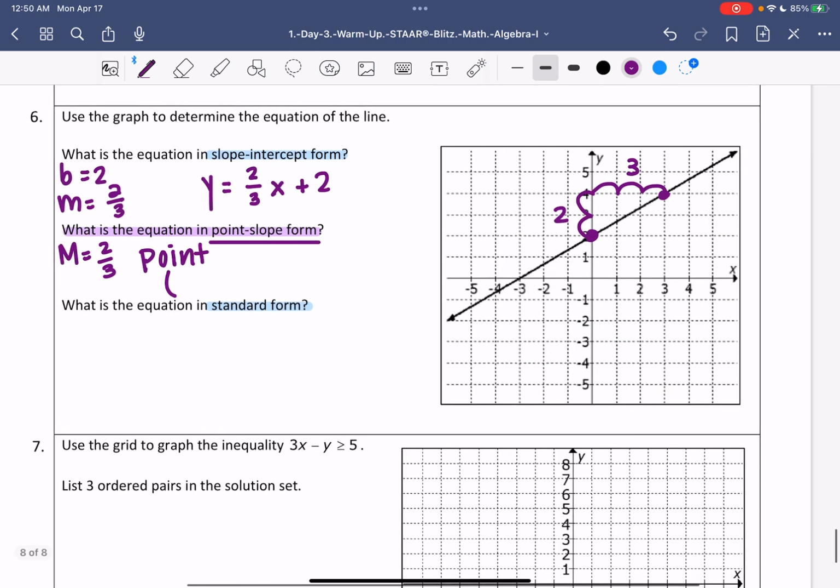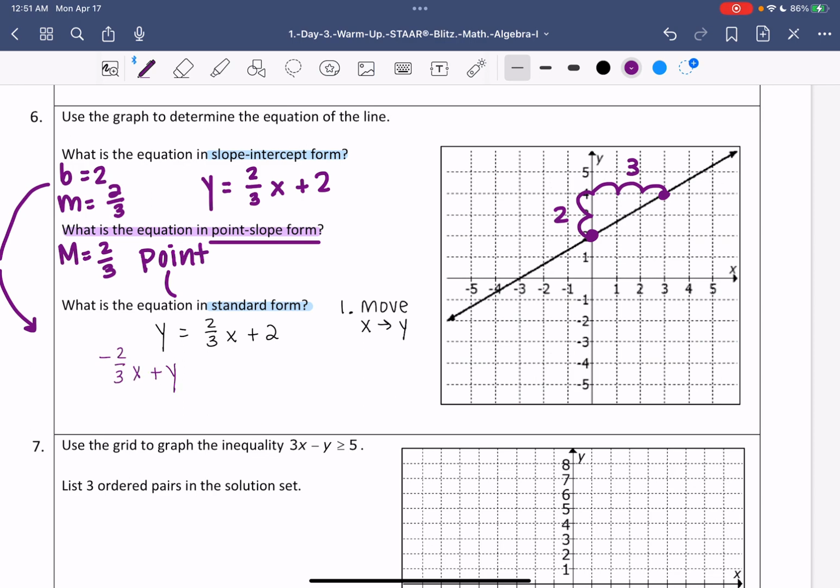All right, so now let's do standard form. So remember, you must take the slope-intercept form. So y equals 2 over 3x plus 2. So again, we're going to move x to the side over there with y. So because it's a positive number, now it's going to be a negative 2 over 3x plus y equals 2. So all I did was move this 2 over 3 to the opposite side, and when I do that, it changes the sign. Okay?